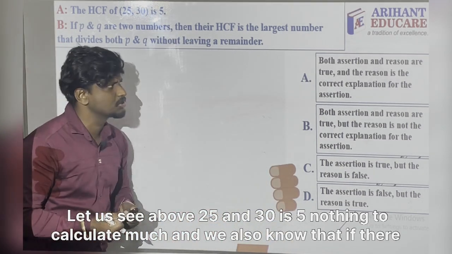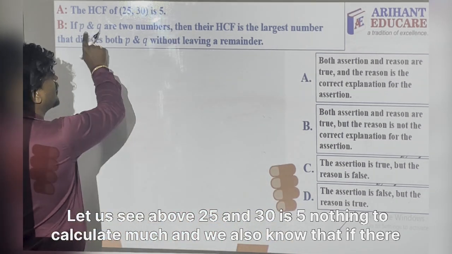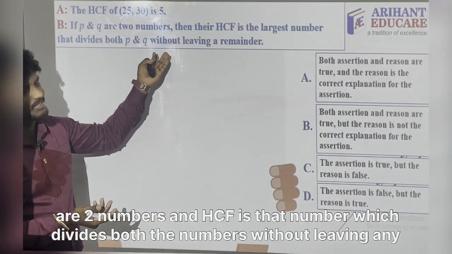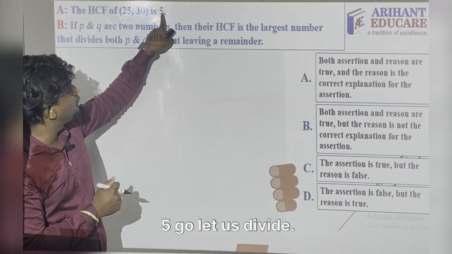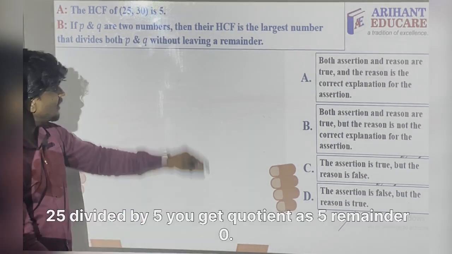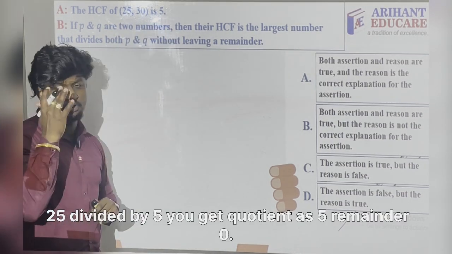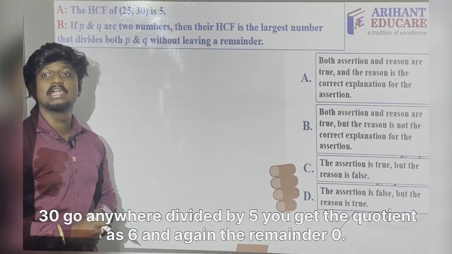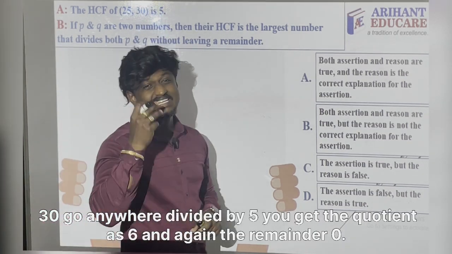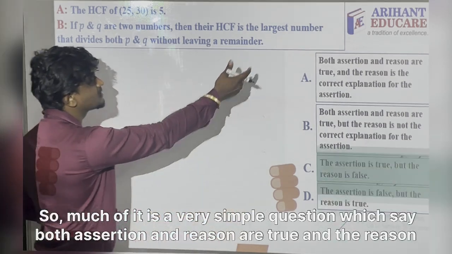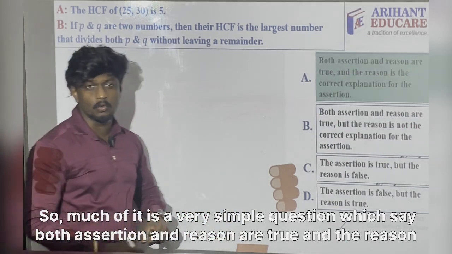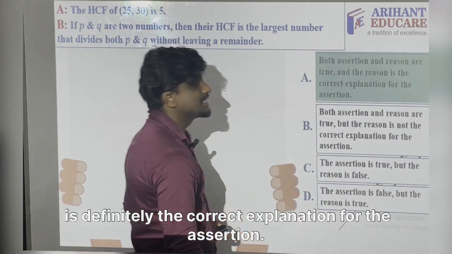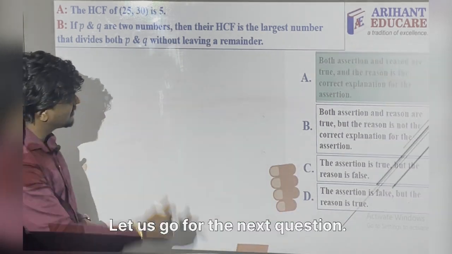Nothing to calculate much. And we also know that if there are two numbers, HCF is the number which divides both the numbers without leaving any remainder. Let's check 5 and divide. 25 divided by 5, you get quotient 5, remainder 0. 30 when you divide by 5, you get the quotient 6, and again the remainder 0. It's a very simple question: both assertion and reason are true, and the reason is definitely the correct explanation for the assertion. Getting it? Let's go for the next question.